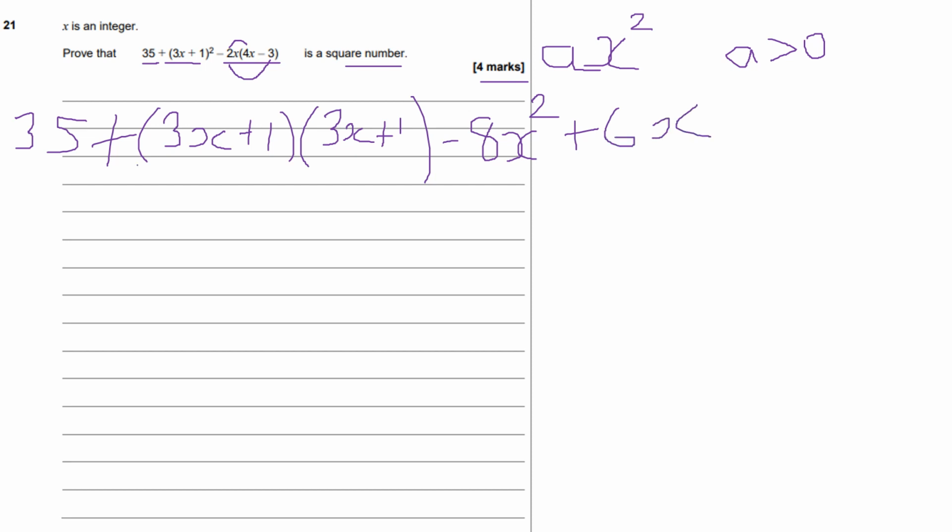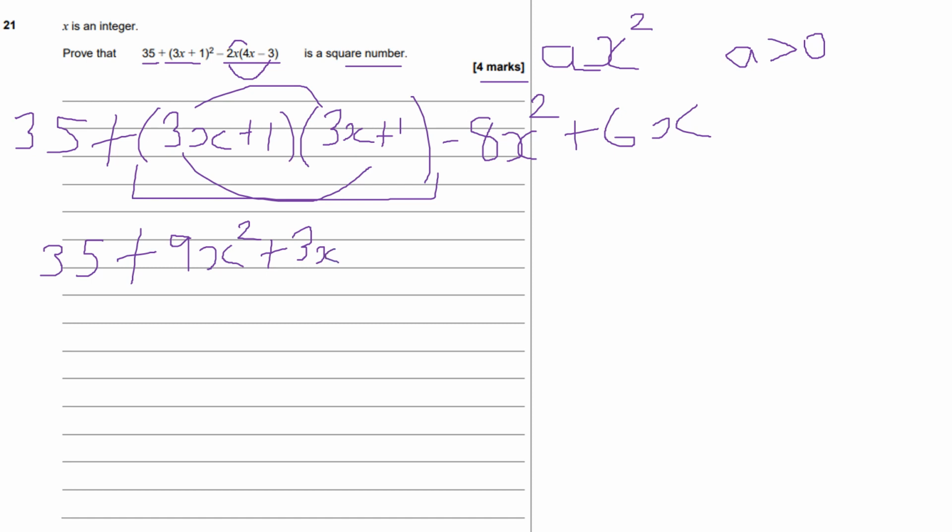Expanding this part now, I'm going to have 35 plus 3x times 3x, which is going to be 9x squared, 3x times 1 is going to be 3x, 1 times 3x is going to be 3x, and then 1 times 1 is 1.